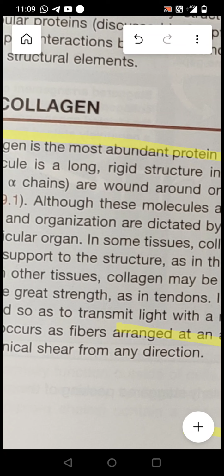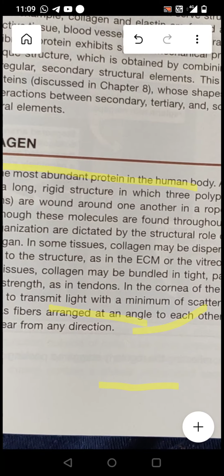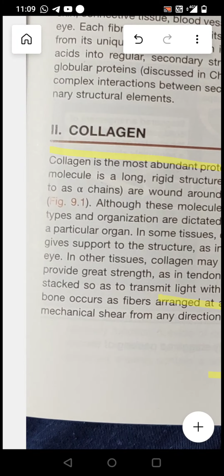In the cornea, the same type of collagen is present in a way that allows light to enter, transmitting light with a minimum of scattering. So again it is collagen, but the arrangement is different, giving it a totally different function. Sometimes it is like a gel; in tendons, bones and ligaments, it is firmer.